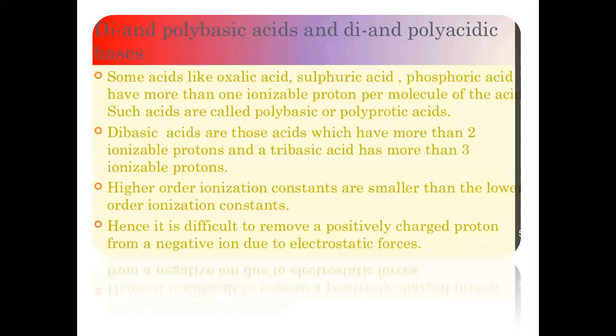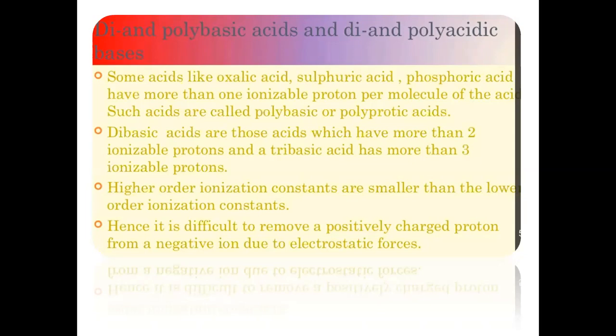It should be remembered, students, these acids like sulfuric acid and oxalic acid have more than one ionizable proton, right? And their basicity is more than one, so they are known as di or polyprotic acids. So how do these acids dissociate? The phenomenon is the same. First of all, let us take one example. Suppose we have one dibasic acid, that is H2X.